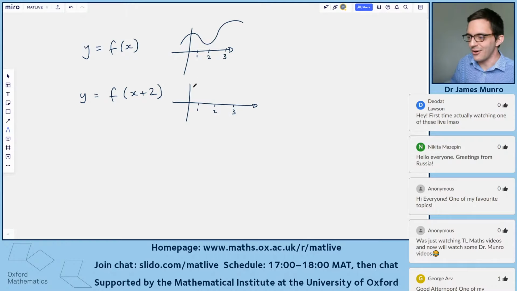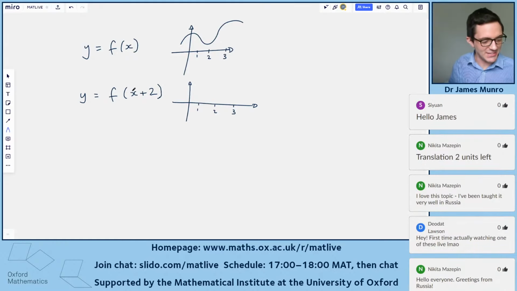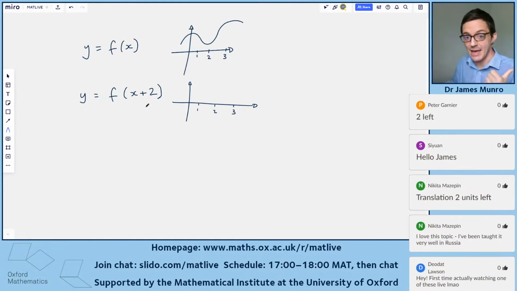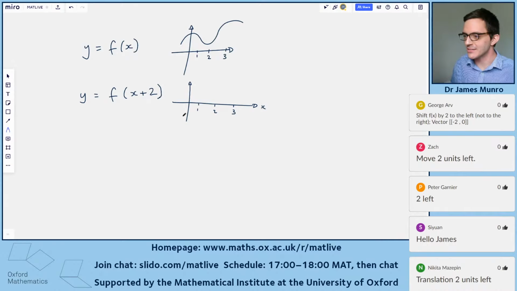So, hopefully you have already seen something about transformations and translations, and you've got an idea about what might happen. People are joining in chat. Peter and the person using the username Nikita Mazabin have both told me this is a translation 2 units to the left. There are different ways to say left, by the way. I find left and right very tricky. Sometimes people say 2 units in the negative x direction. Positive x direction being positive, negative x direction being leftwards. Zach's got that as well, and George as well. George has given me a vector for this as well, which is exciting. I like being told what to do with vectors.